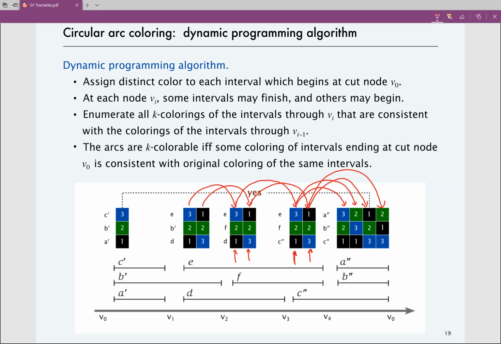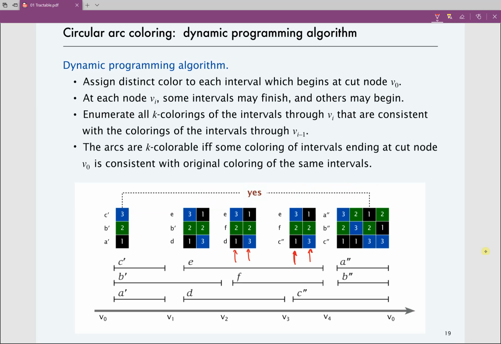So that means that at the end, at V4 over here, we actually have 4 colorings which are consistent with the possible colorings at V3, which are consistent with the possible colorings at V2, which are consistent with the colorings at V1, which are consistent with the original colorings. All right, now the final thing to do is to look at all of these, so I'm going to erase all of this stuff.